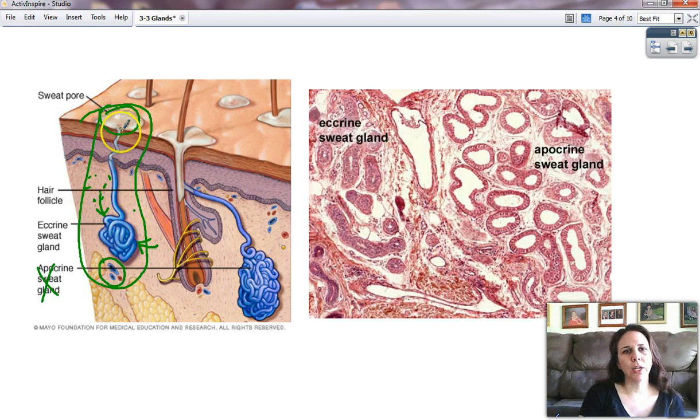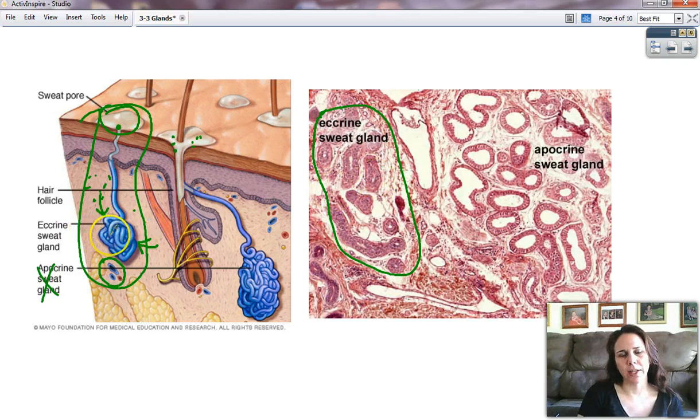These guys are usually located separate and away from a hair. Now, if you'll notice this other guy, the apocrine gland, that's not sweat. And so if it's attached to a hair, it's not sweat. If it's separate from a hair, it probably is sweat. Looking over here, we can see a cross-section of cells.